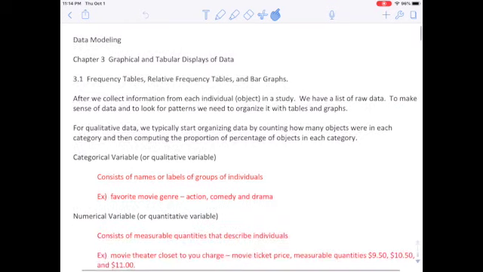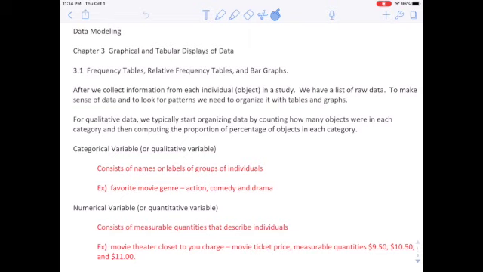Second one, numerical variables, is called quantitative. Quantitative consists of measurable quantities that describe individuals. For example, the movie ticket price charged by the movie theater closest to you. Measurable quantities: $9.50, $10.50, or $11. Or for example, your height, your weight, all those kinds of things are something you can measure. That is numerical. That's quantitative, with the N.